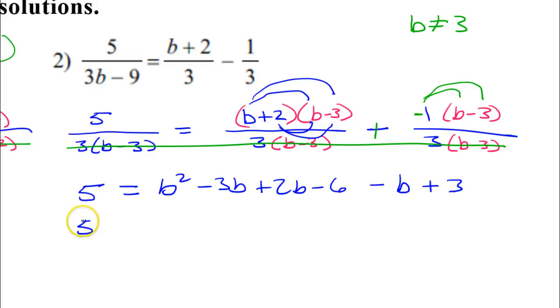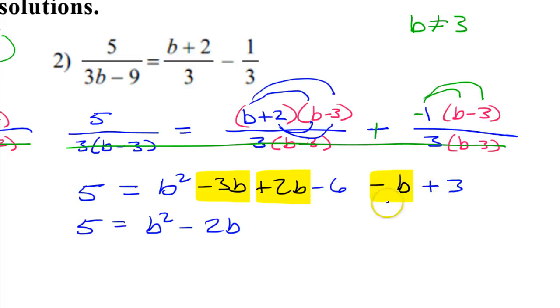So combining like terms, okay, I've got my b squared. So look at all these b terms. I've got negative 3b, and I've got 2b, and I've got negative 1b. So let's see. Negative 3 and 2, that's negative 1. Negative 1 and another negative 1, that's negative 2. Okay, so that's what I have. So I have negative 2b. And then I have negative 6 and positive 3, so that'll be negative 3.